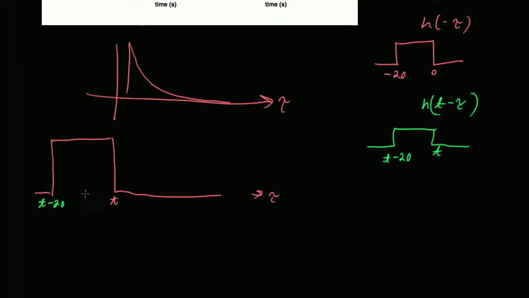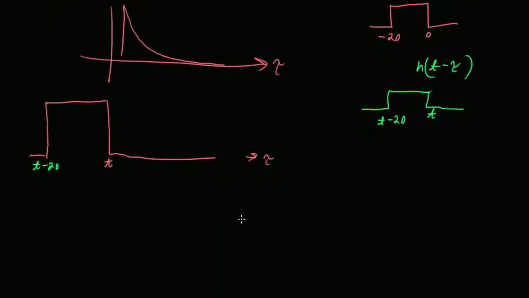What's my limit of integration? T minus 20 to t? No, because remember, I'm multiplying these two functions together. 0 to t. Right, and I'm only integrating where there's a non-zero product. For tau less than 0, this function is 0, so their product is 0. And for tau greater than t, this function is 0, so when you multiply them there's nothing to integrate. So the only time there's non-zero stuff to integrate is from 0 to t.